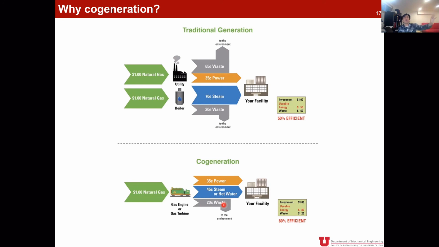So 50% in a traditional way versus 80% in cogeneration concept. So which one would you choose? The answer is obvious, right? So that's why in these days, when you build up a new town or develop a new town, then that whole town is supported by one big cogeneration power plant to supply the electricity as well as heat to run that community. Okay, so that is these days what we are doing.